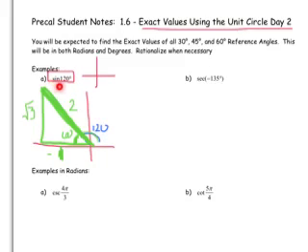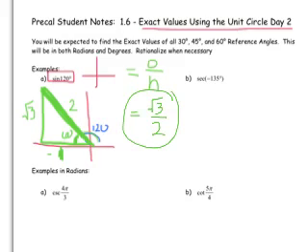I haven't even touched the fact that I'm talking about sine yet. Now I say, well, the answer to this is going to equal the ratio O over H. So my ratio is root 3, my hypotenuse is 2. So root 3 over 2 is the answer to this problem. Okay, and that's example A. So let's do example B.